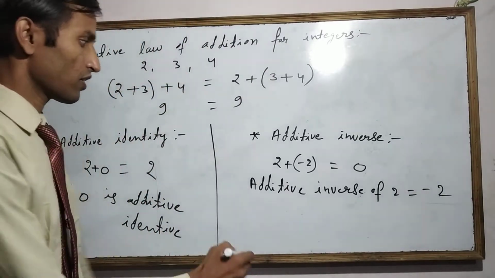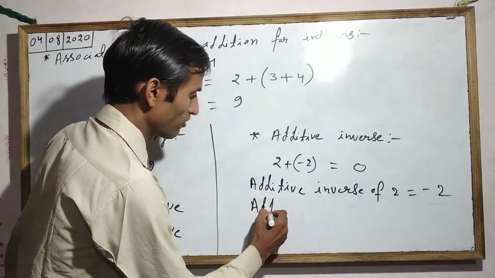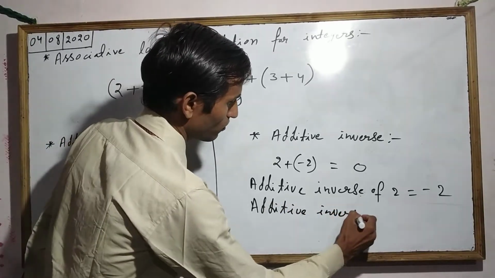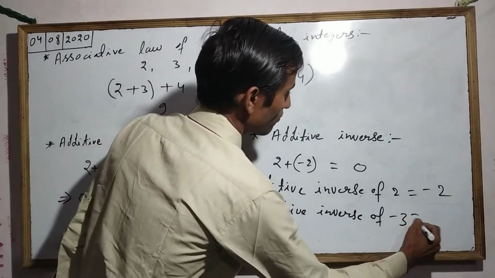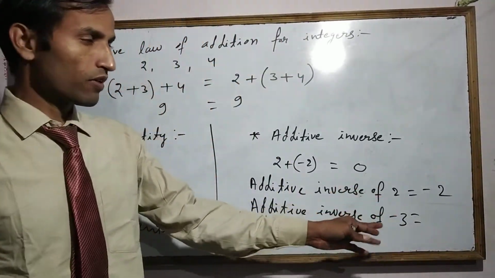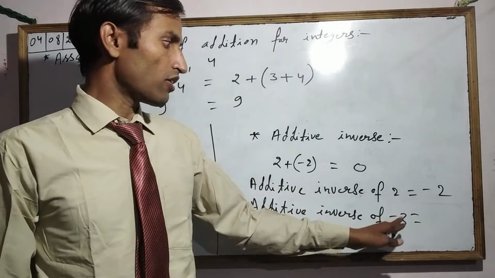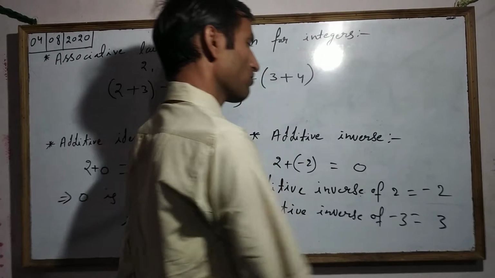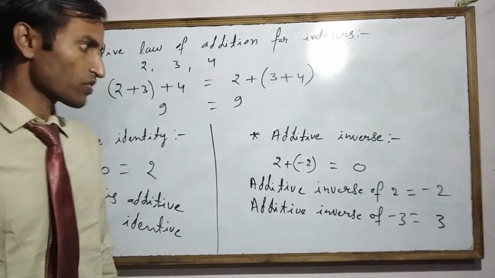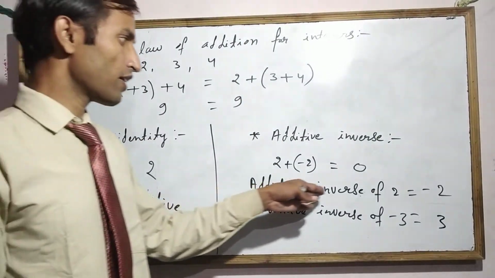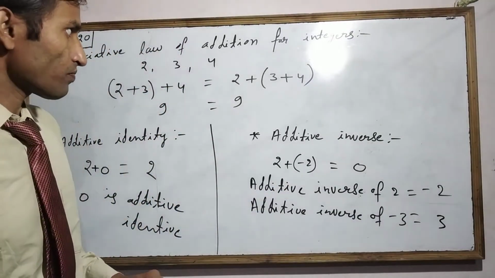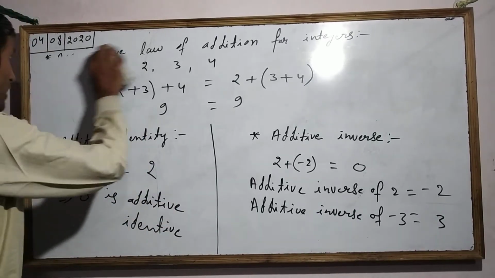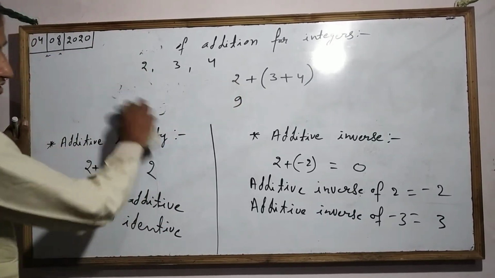Or you can answer like this: additive inverse of minus 3, what will come? Just change the sign. What should be added to minus 3 to get 0? It is 3, so plus 3. The additive inverse of minus 3 is plus 3. Like that you can find the additive inverse of any integer. Now we will go to the next properties, for multiplication, because addition is done.